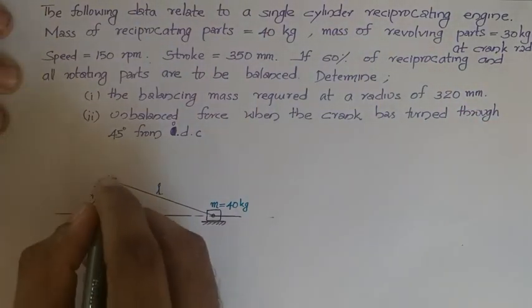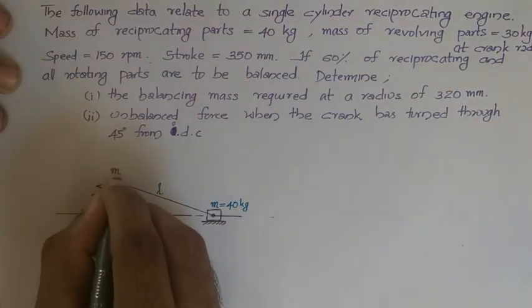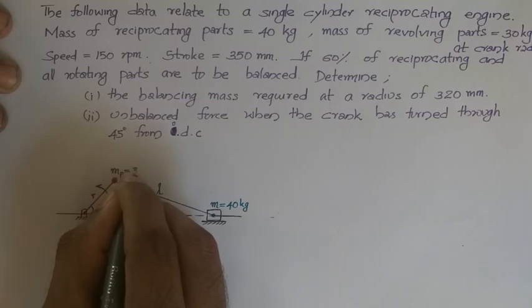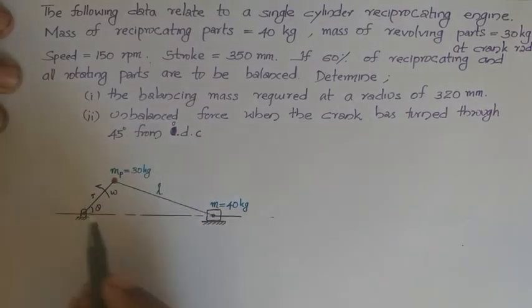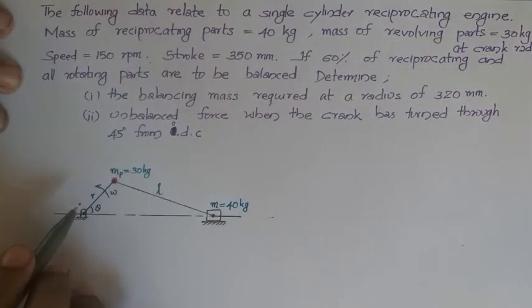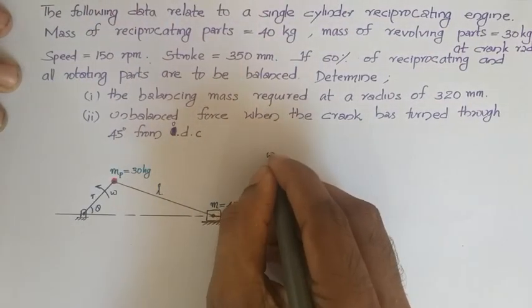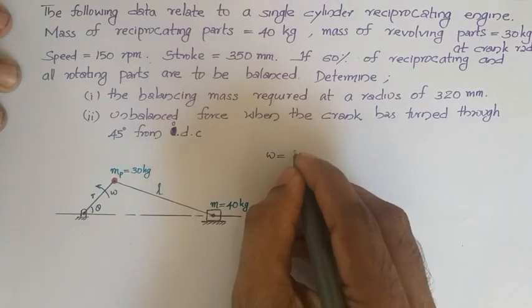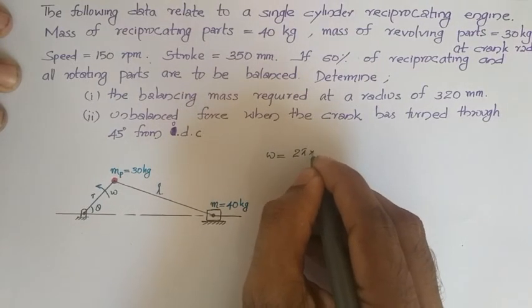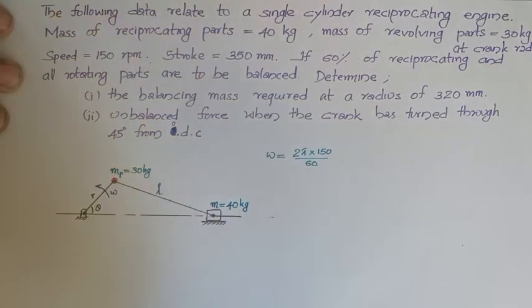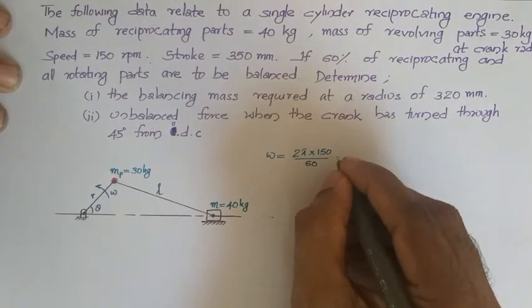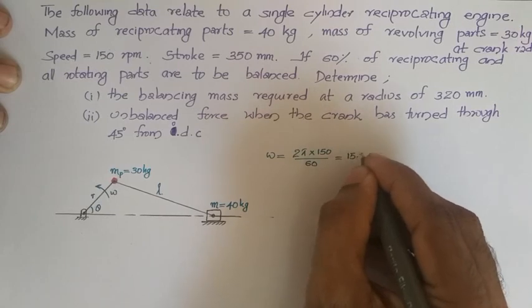The mass of revolving parts, or mass at the crank pin, we will be calling MP, which is equal to 30 kg placed at crank radius R. Speed of the engine omega is given as 150 rpm. We will be converting into radians per second, which is 2 pi into 150 divided by 60. This gives you around 15.7 radians per second.